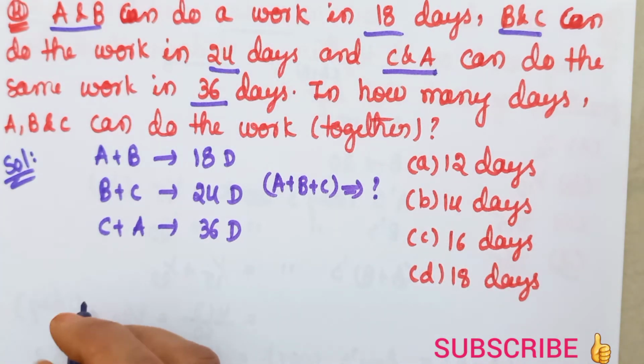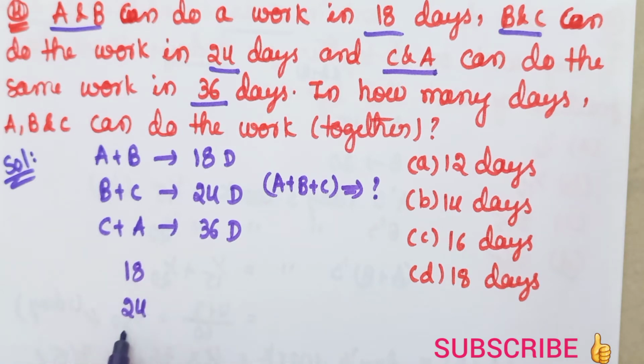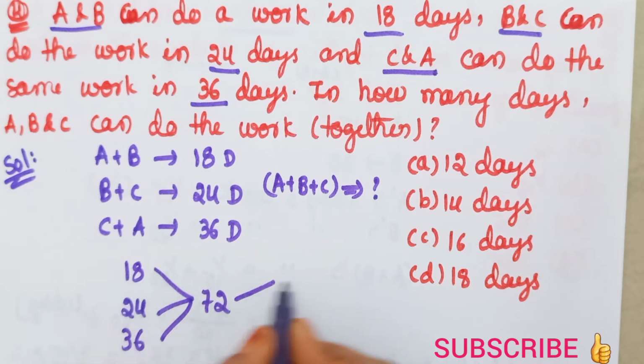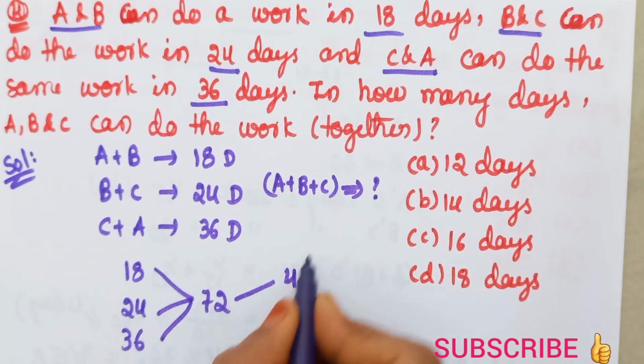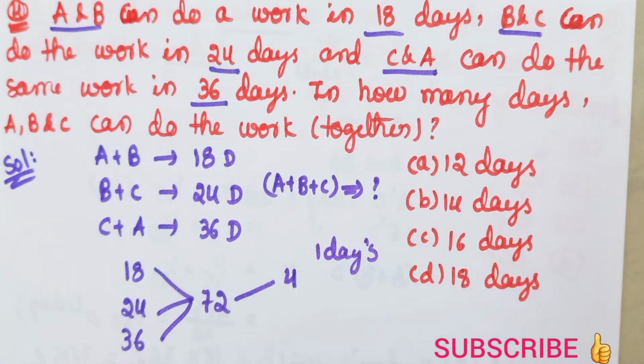For this problem, we have to use the LCM method. That is, take out the LCM for 18, 24, 36. This is a very simple method. Take out the LCM, then we will get 72. So if we divide this, 72 divided by 18 is nothing but 4. This is the 1 day's work, so we are dividing the total by the number of days.